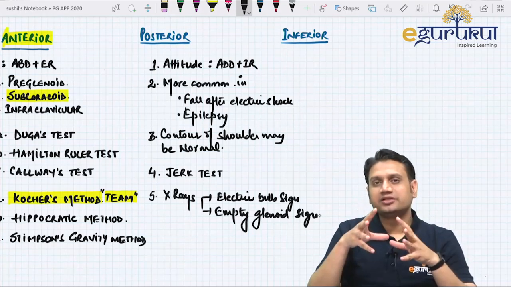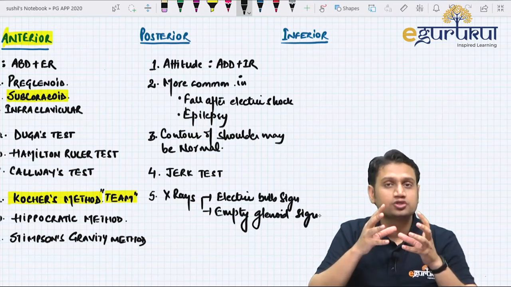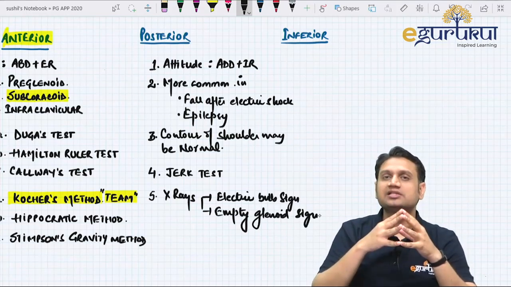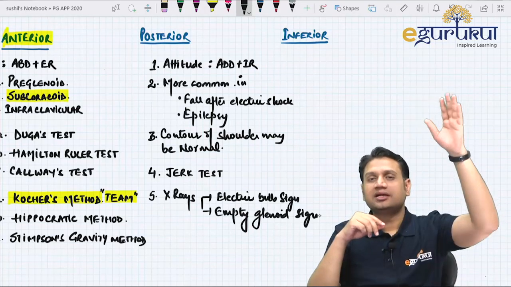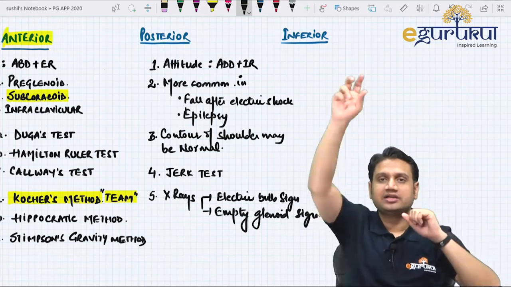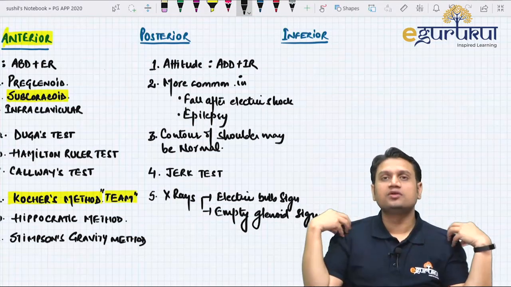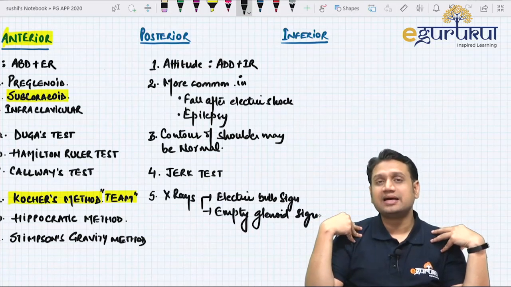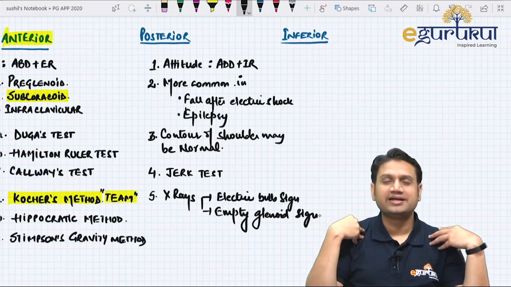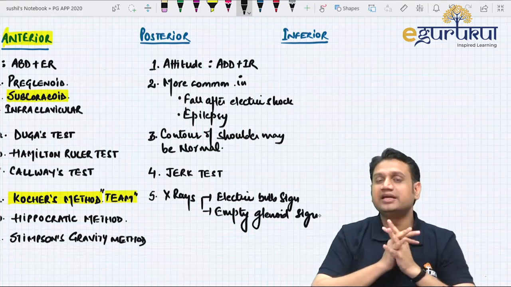If you see the last MCQs from this particular topic, shoulder dislocation, and if the examiner wants to ask you about posterior dislocation, he simply tells you that there was a worker working on an electric pole. Suddenly the electricity was switched on and he got an electric jerk and fell down on the ground. After falling, the contour of the shoulder seems all right, but he is unable to use the shoulder for any kind of movement. What kind of problem might he be having? Can you guess that? See, the contour of the shoulder, we have written point number 3, it may be normal.